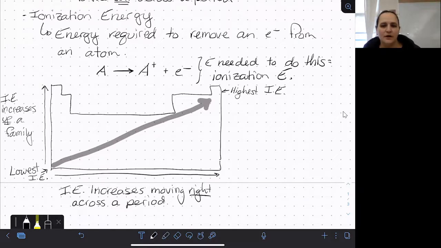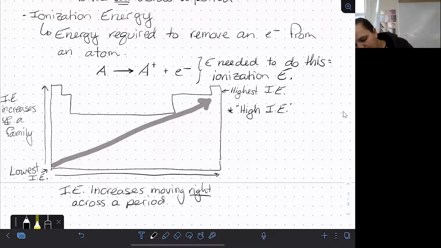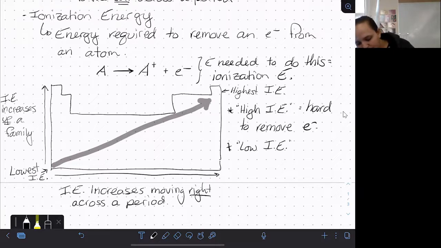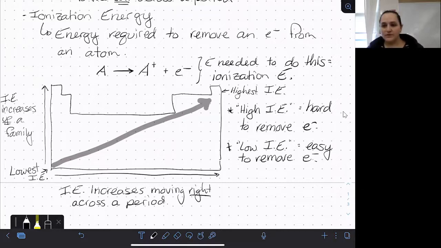A note on what high ionization energy and low ionization energy mean. If we say something has a very high ionization energy, that means it's hard to remove the electron. You have to put in a lot of energy, you have to pull really hard to get that electron off, whereas a low ionization energy means it's easy to remove that electron. You only have to put in a little bit of energy, a tiny little tug, and the electron comes right off.